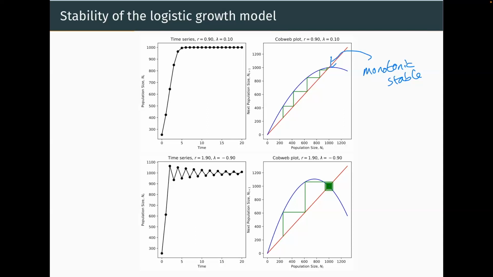So if we've got time series of these, on the left-hand side, we've got time series graphs. On the top, we just tend to the carrying capacity from one side. Here, we're going to overshoot, undershoot, overshoot, and so on. But over the long term, we're going to tend towards it. So these are also called damped oscillations. So this point here is oscillatory stable.